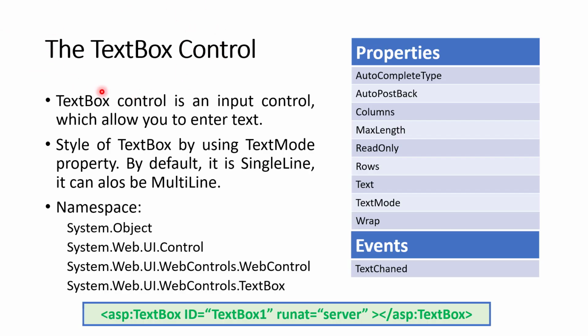Okay, our next control is the text box control. The text box control is an input control which allows you to enter text. If we want to give the style of this text box, we have to use a property, and this property is the TextMode property. The TextMode property's default value is SingleLine.